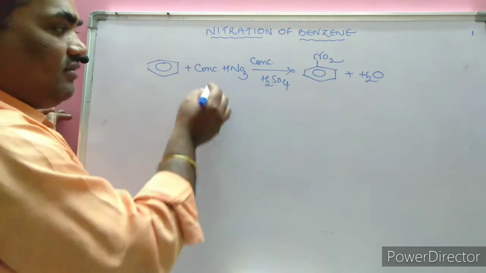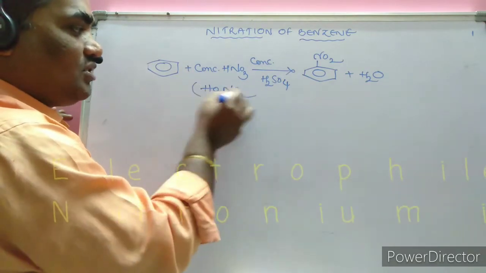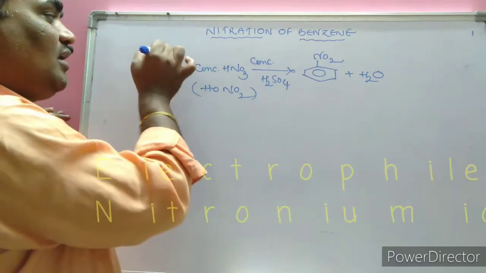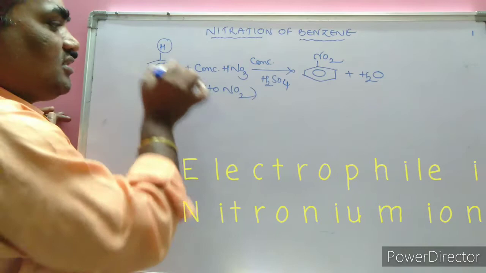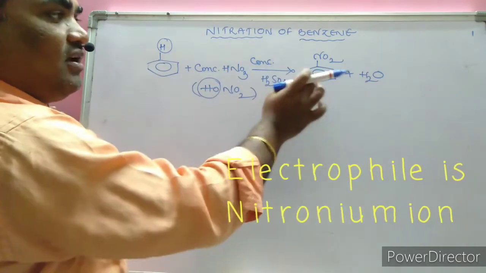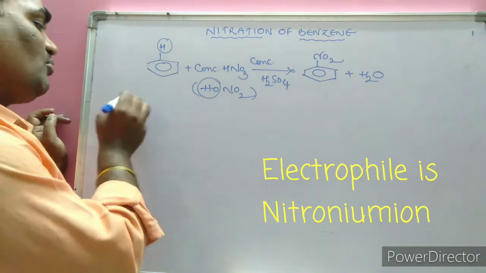Here, in order to write the product directly, for the sake of convenience, the HNO3 can be written as H and NO2. The benzene is nothing but C6H6. Loss of H from here and the OH from here, and NO2 is going to sit on the benzene. That is one direct way to write the product.